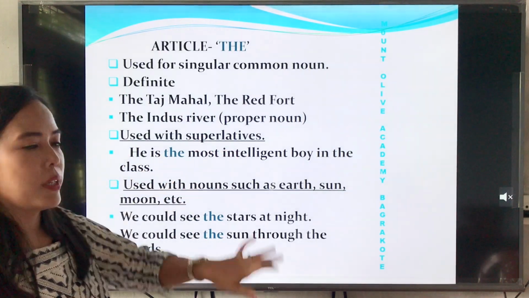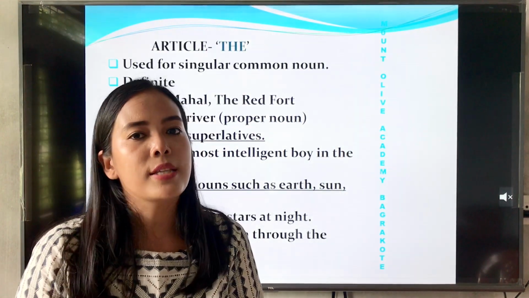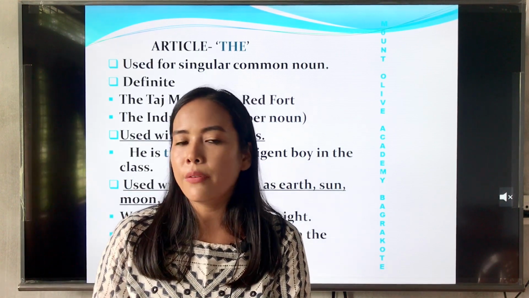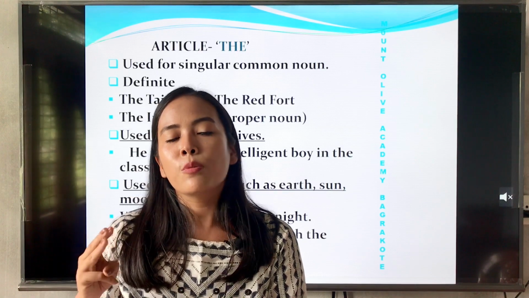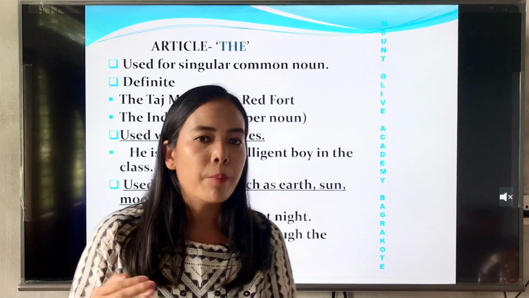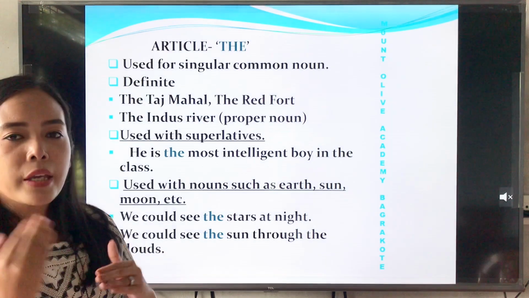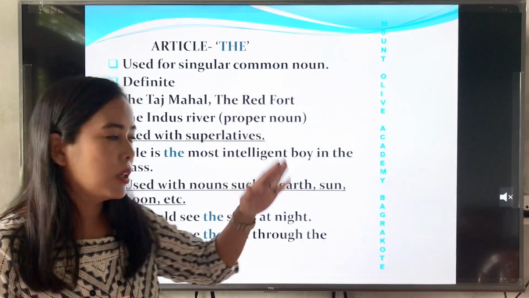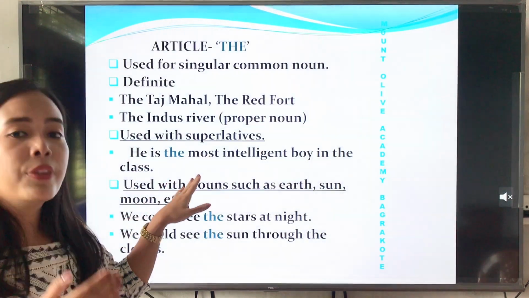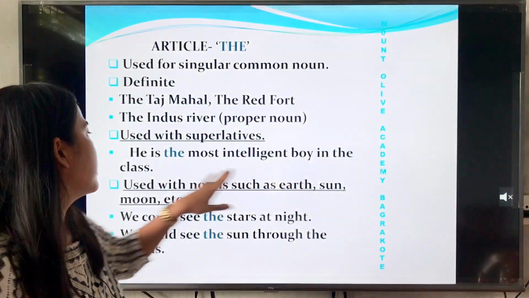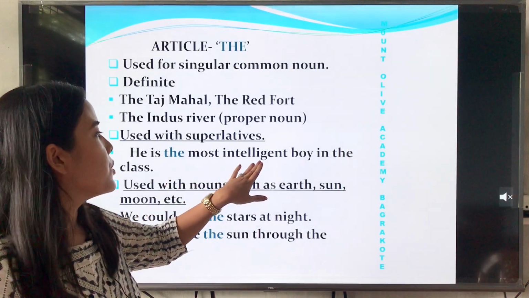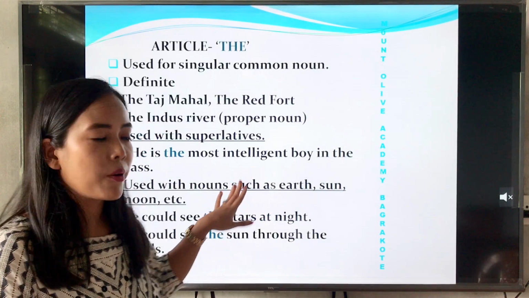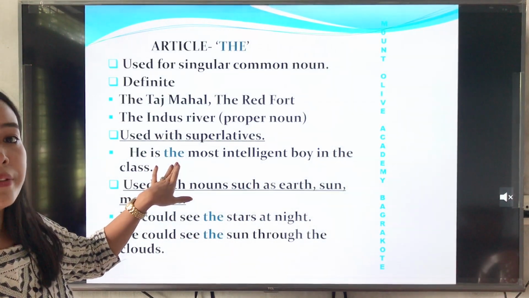Use with the superlatives. Okay. What are superlatives? In the last class, I explained to you there are 3 degrees of comparison, that is positive, comparative and superlative, and superlatives are the highest form of degree of comparison. So when we use the highest form of degree of comparison, we will use the article the. For example, he is the most intelligent boy in the class. So here intelligent is the superlative, the highest form of the degree of comparison. So we will use article the.